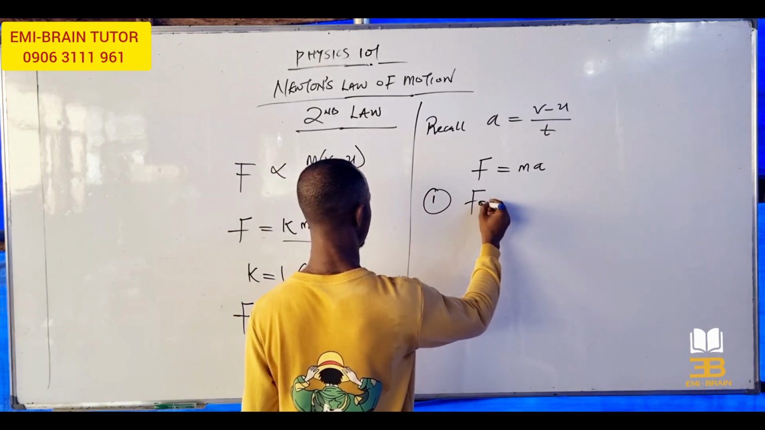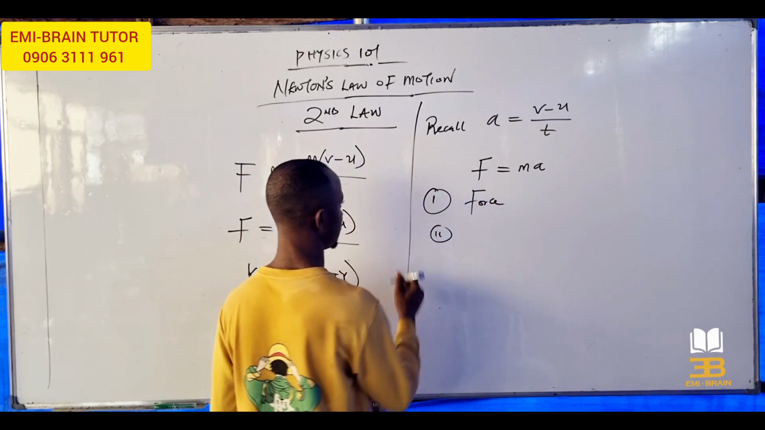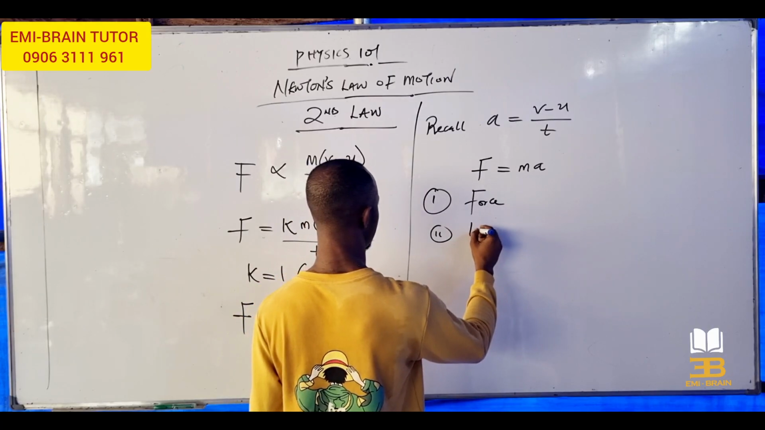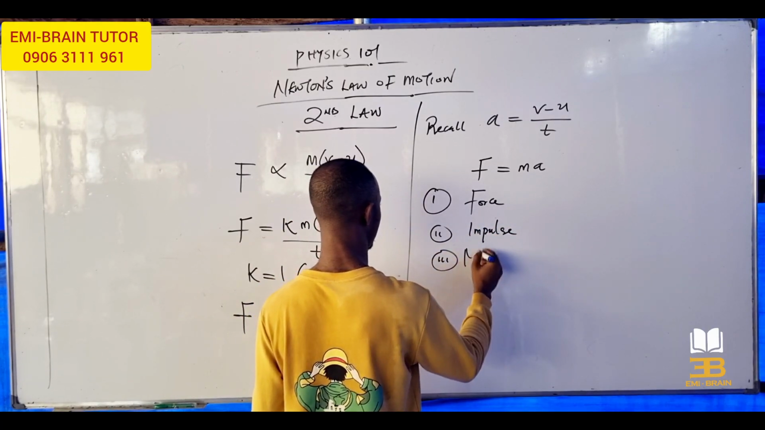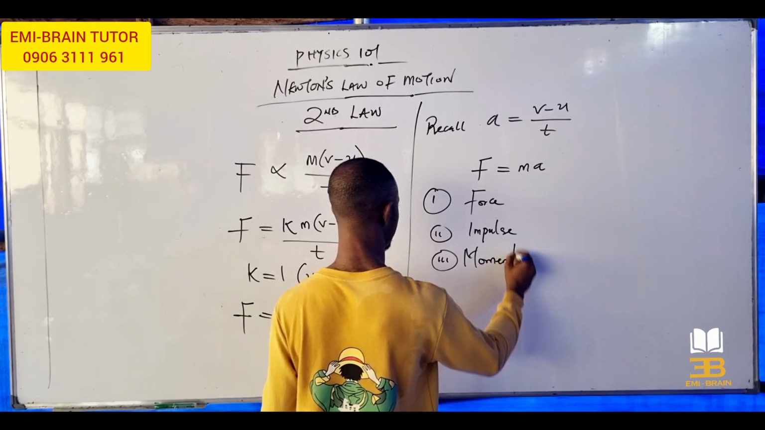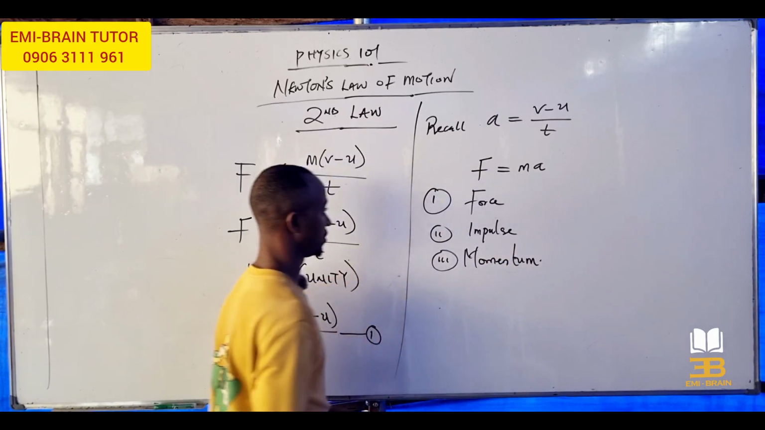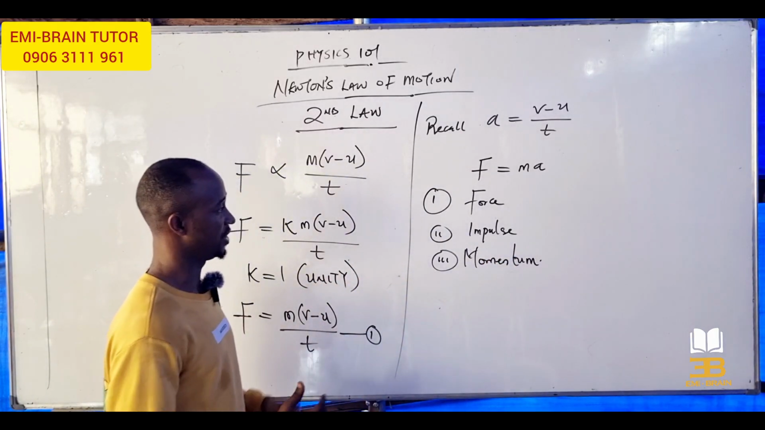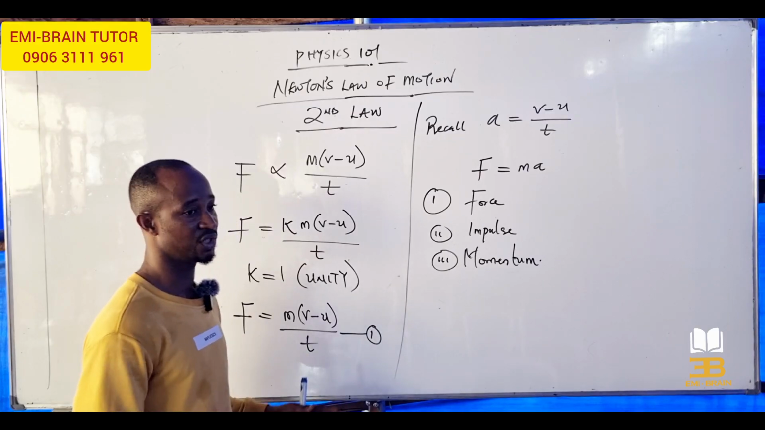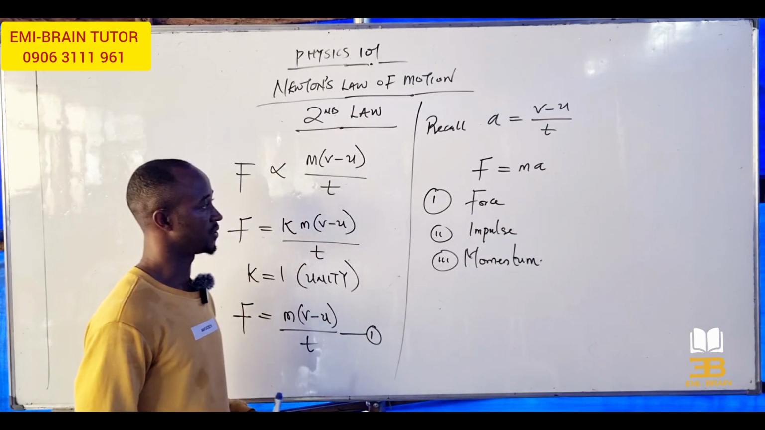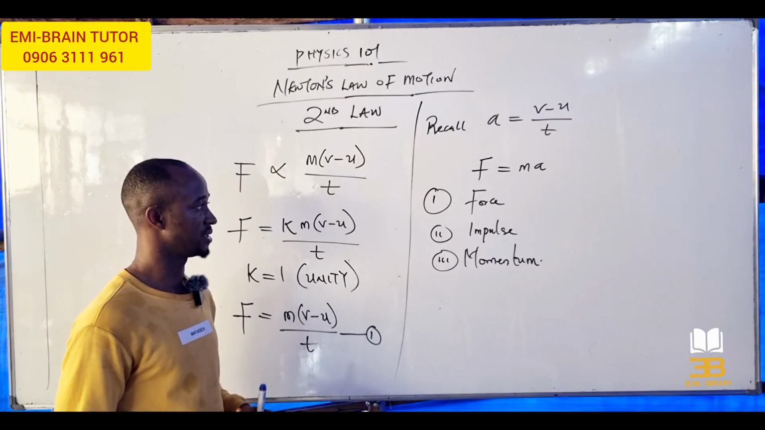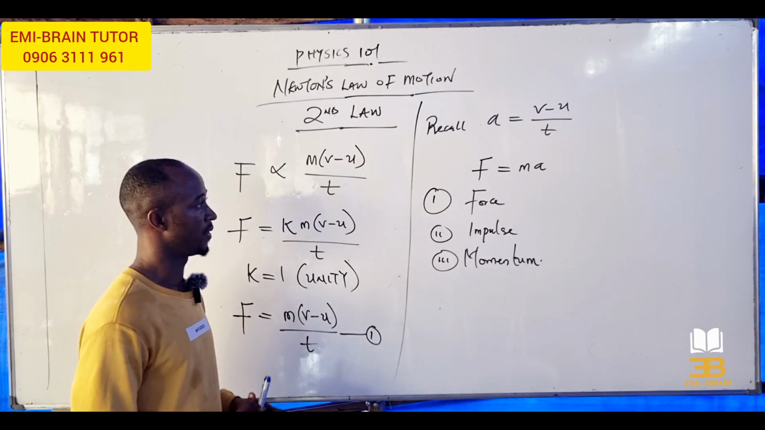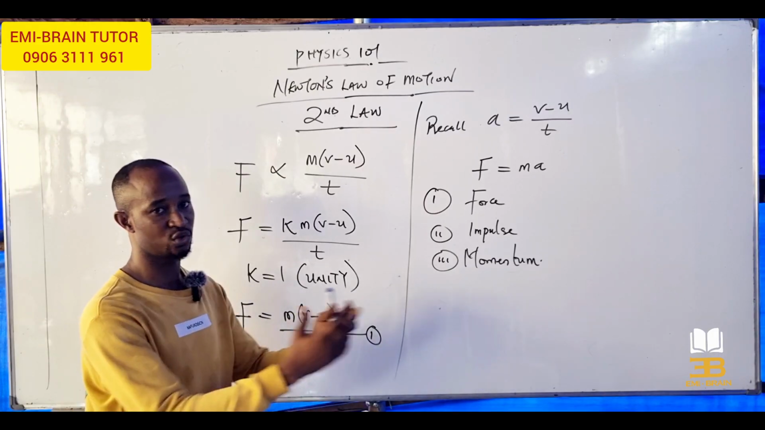Now there are certain terminologies associated with Newton's second law of motion, which are: the first is force, number 2 is impulse, number 3 is momentum. We know force as an agent that causes a change in position of the body. It also causes a change in direction of the body, a change in shape of the body, or it is an agent that causes motion.